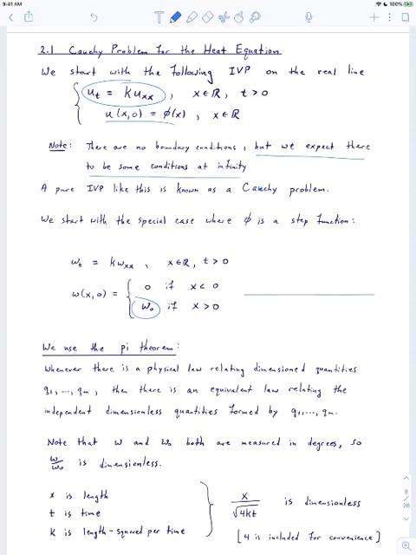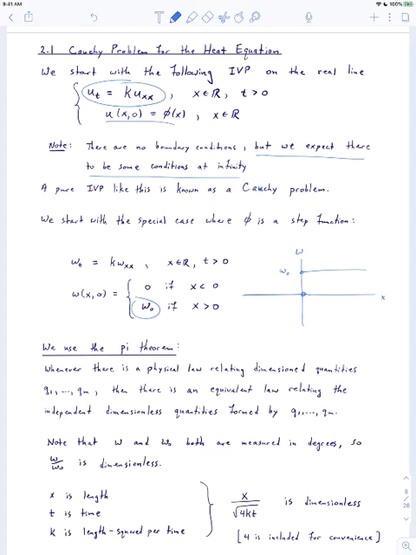If we were to graph it, this is the x-axis and this is the w-axis, then the idea is it's going to be 0 until you get to x equals 0, and then it's going to jump either up or down to w0. Now w0 could be negative, and of course then it's down here. But the idea is that it's a step function.